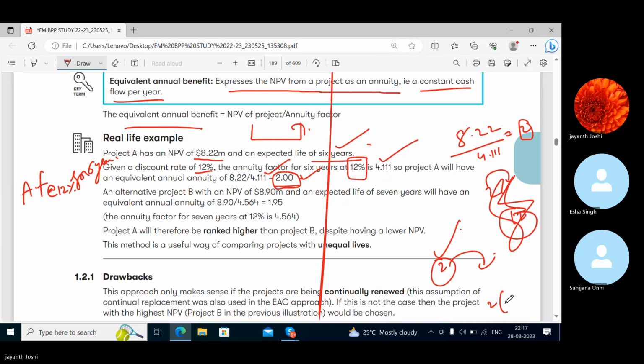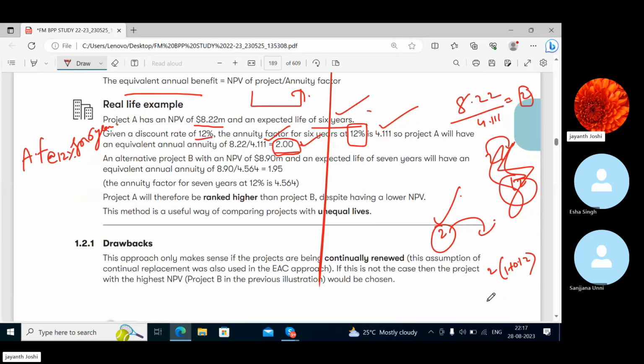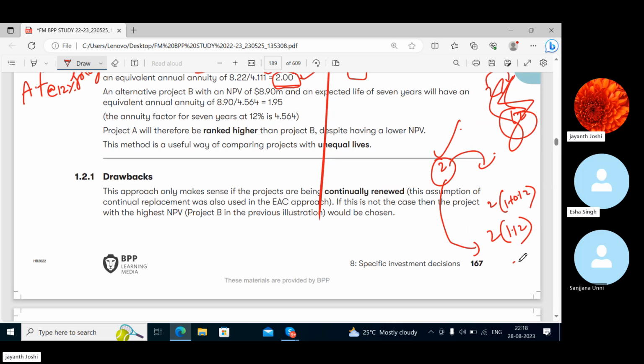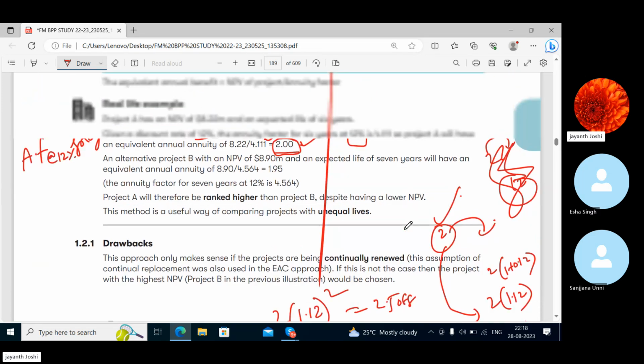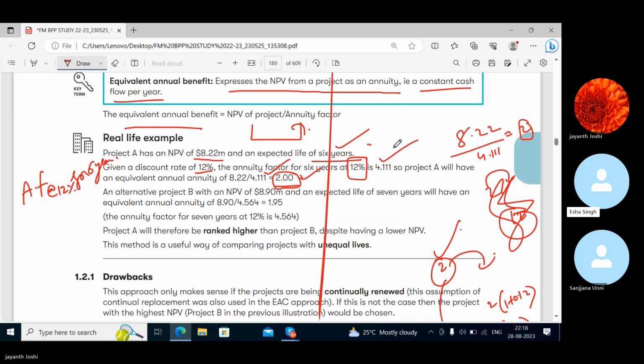How? 2 into 1 plus 0.12. That is 2 into 1.12, correct? Yes, sir. So that is the future value. So 2 at the beginning is something else at the end. For the first year, it's 2.24. Second year it is 2 into 1.12 whole square, which is going to be 2.5088. So like that, if you do for 6 years, you're going to get 12 million, right?